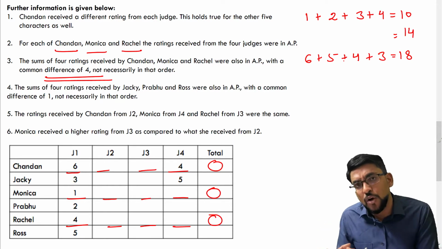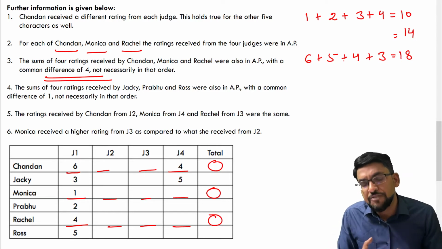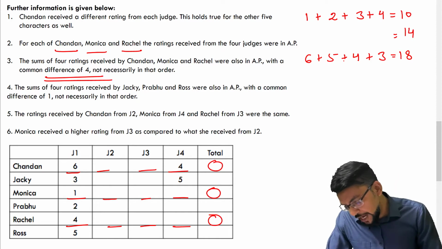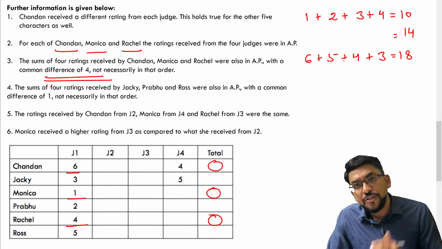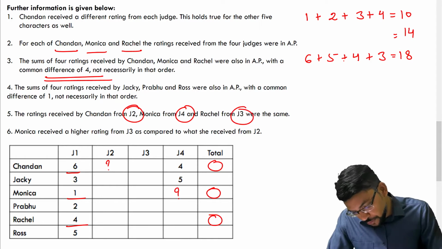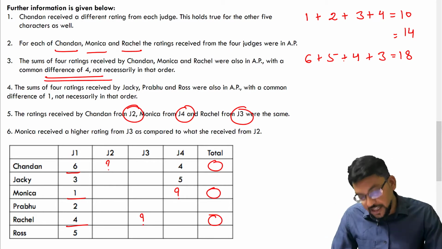But we do not know now which person 10 will go to, which person 14 will go to, and finally which person 18 will go to. So for that we have to move further and look at information number 5. The rating received by Chandan from J2, that means this one, Monica from J4, that means this one, and Rachel from J3, that means this one, are the same. So these ratings are the same.